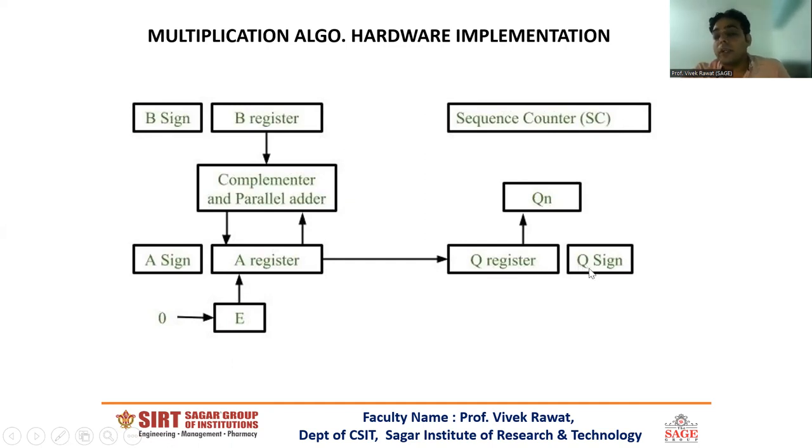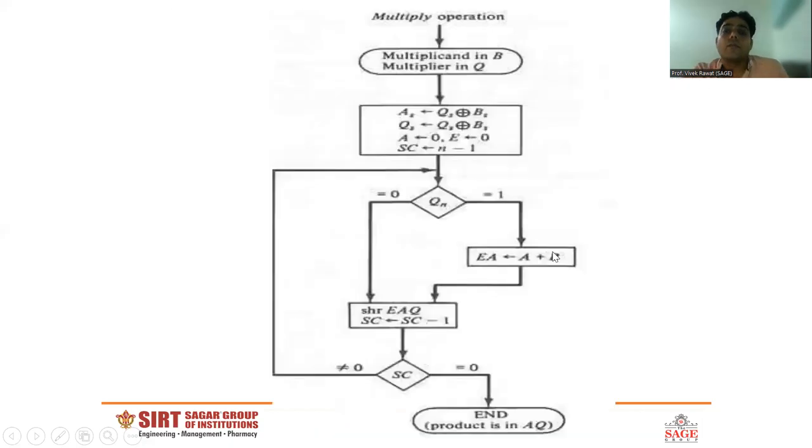This is the sign bit of the particular number. Sign digit means minus or plus, denoted by 0 and 1. If the Q register has a minus number, that sign will be saved in Q sign, that is called QS. In the flow chart, you can see here AS, QS, and BS.